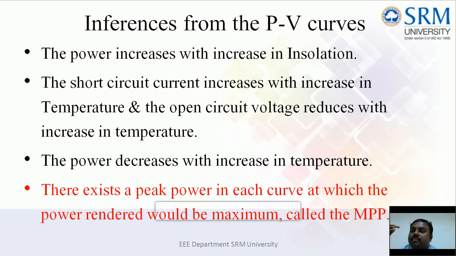The same 100 watts panel may have 40 watts at 9 o'clock. The same 100 watts panel may have 80 watts at 11 o'clock. The same 100 watts panel may have 100 watts at 12 o'clock. So there should be a mechanism to see to that. We have to extract whatever maximum power available for that particular irradiation.